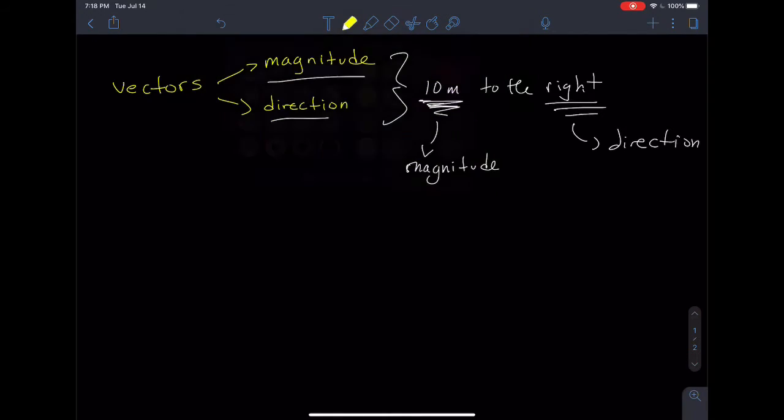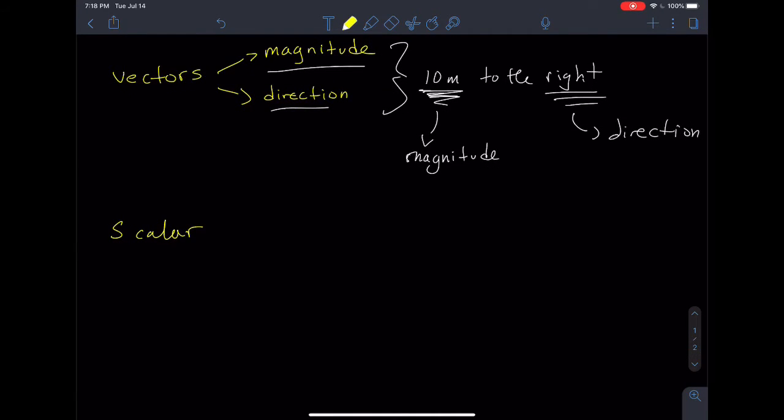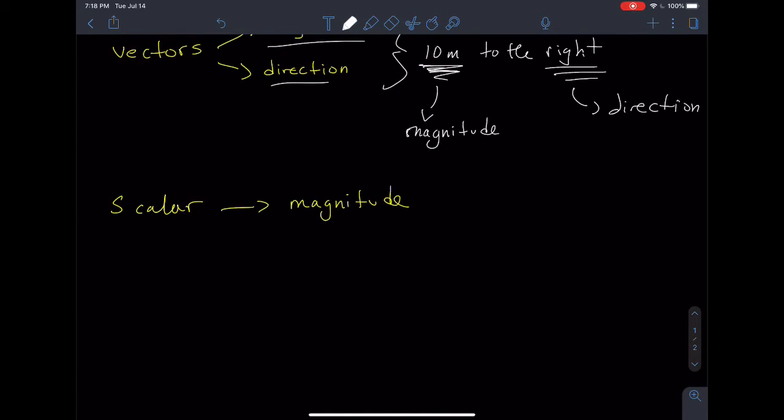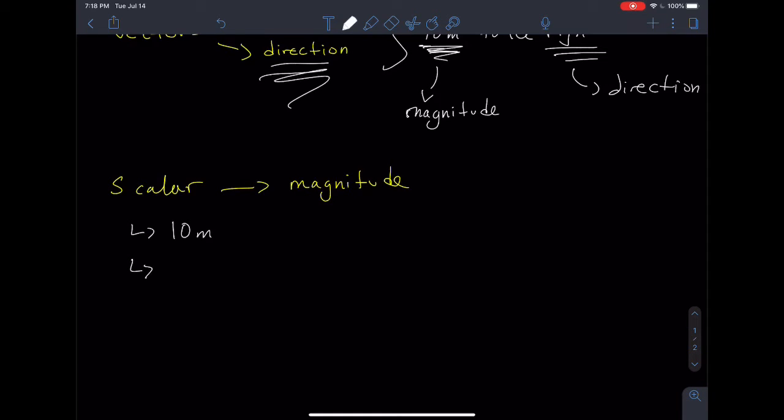Now we can contrast a vector with a scalar. So we have vectors and scalars. A vector is a magnitude and a direction. A scalar only has a magnitude. Let's take what we talked about earlier. I could say I walked 10 meters, and that's it. If I don't indicate a direction, then I'm talking about a scalar, because a vector needs a direction.